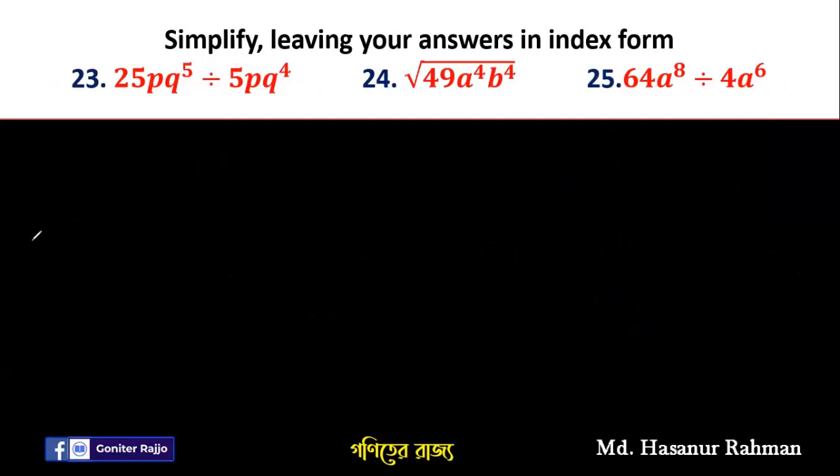Now number 23. 23 says 25p to the power 5 divided by 5q to the power 4.